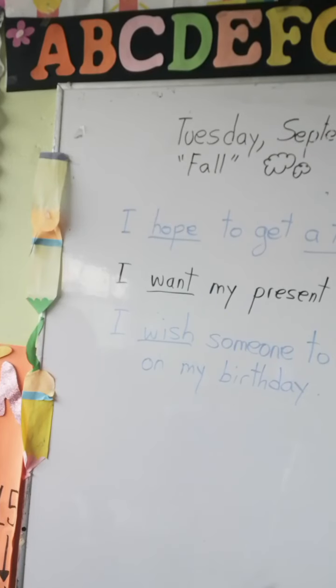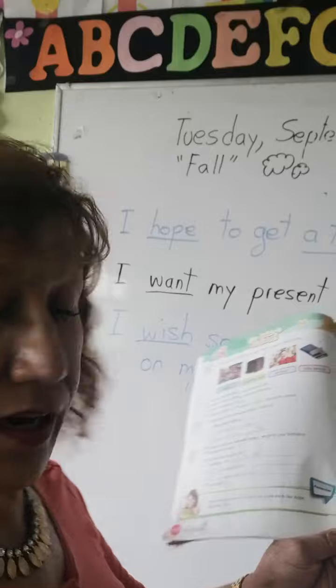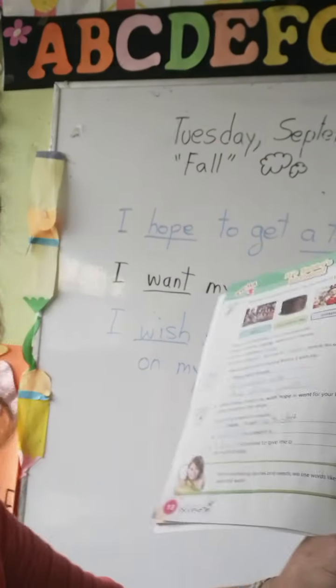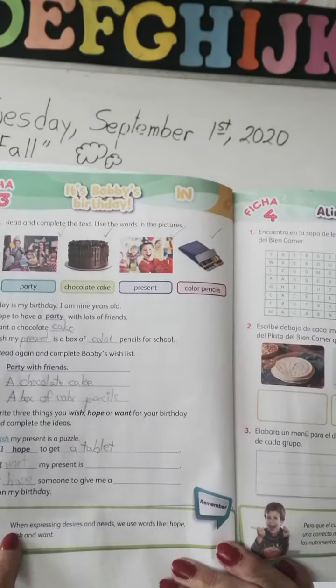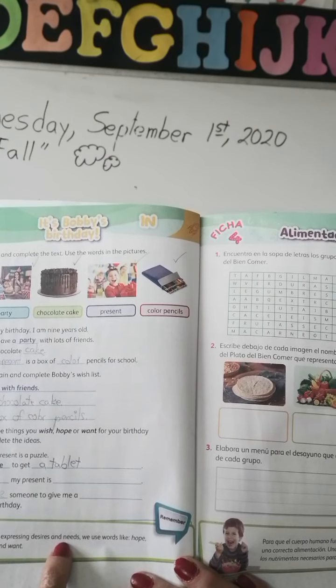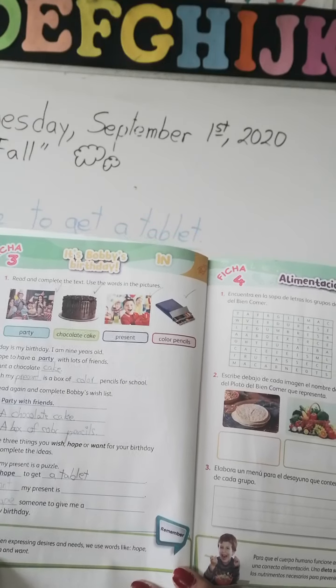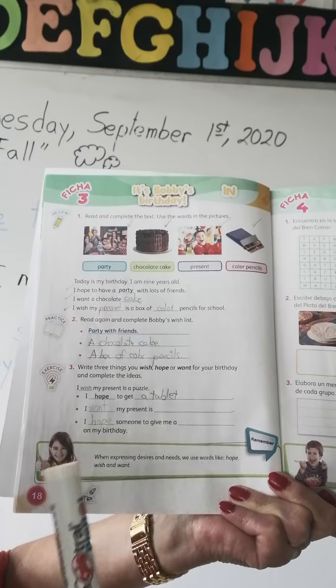I'm going to read you when you finished. I'm going to read you here what it says in this note. Here it says, remember, when expressing desires and needs, we use words like hope, wish, and want. What does it say here?